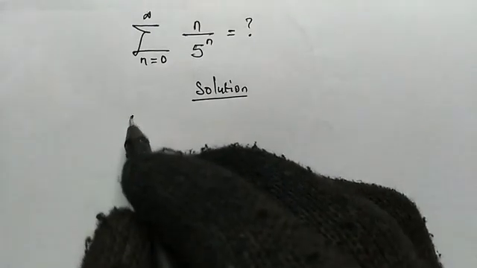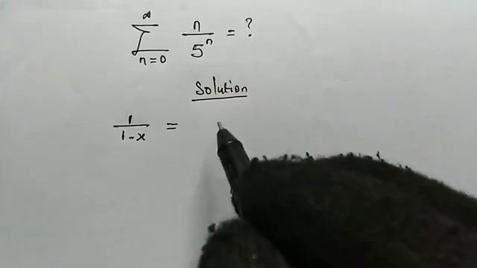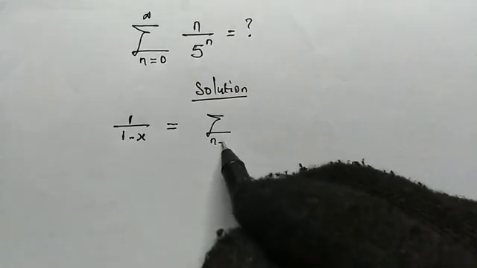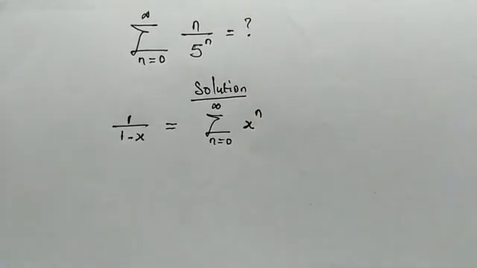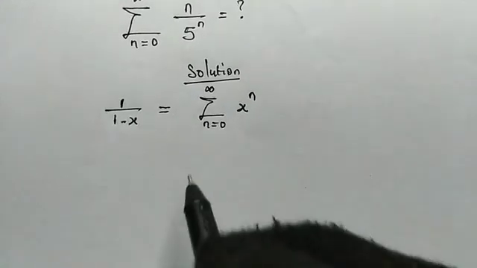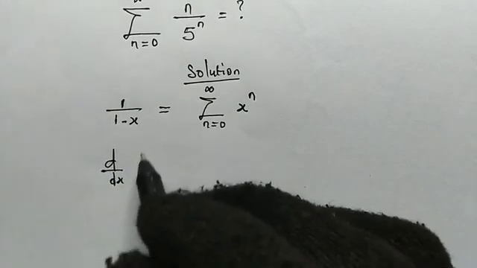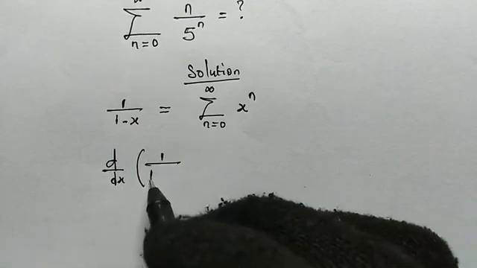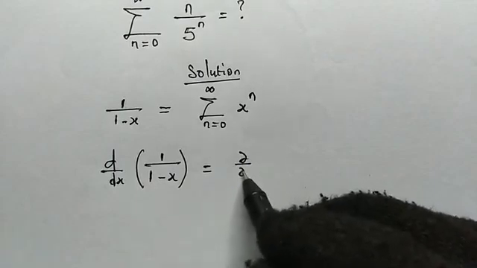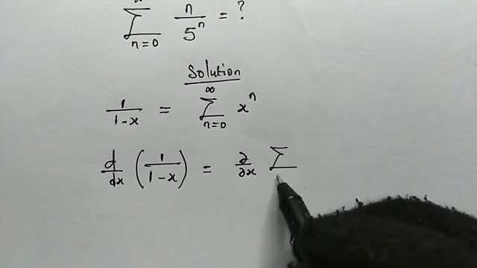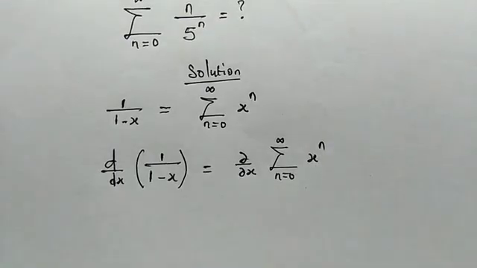Let us remember that 1 divided by 1 minus x, which is an infinite geometric series, equals the sum as n goes from 0 to infinity of x to the power of n. Right? Okay, now we're going to differentiate both sides. So here we have d dx of 1 over 1 minus x. This will be equal to the derivative with respect to x of the sum as n goes from 0 to infinity of x to the power of n.